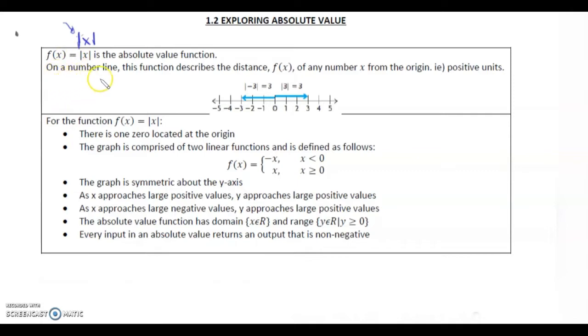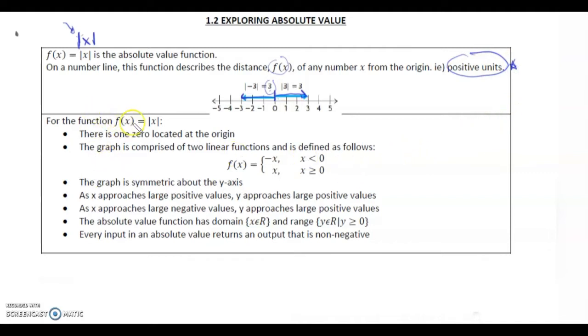So on a number line, this function describes the distance, f(x), of any number x from the origin. Essentially we have, for example, the absolute value of either 3 or -3 is just 3. It's like, how many units away from the origin is this? So we're only talking about positive values.